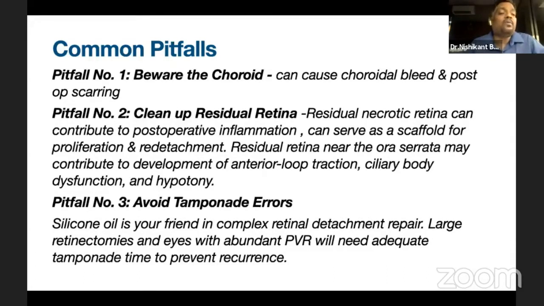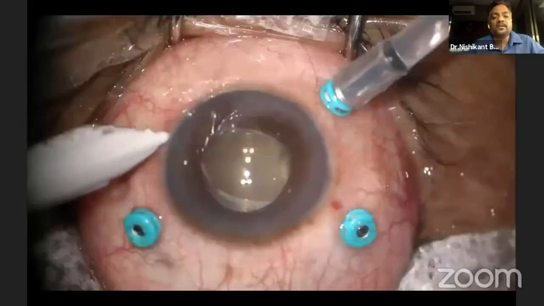It serves as a scaffold for proliferation and neovascularization, and that can cause an anterior loop traction, ciliary dysfunction, ciliary membranes, and can lead to post-op hypotony, and you can lose the eye. And use silicone oil liberally, because these are large retinotomies and complex retinal detachments. So you have to do good justice by using a good amount of tamponade in these cases.